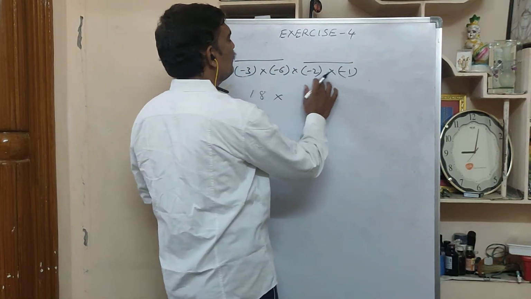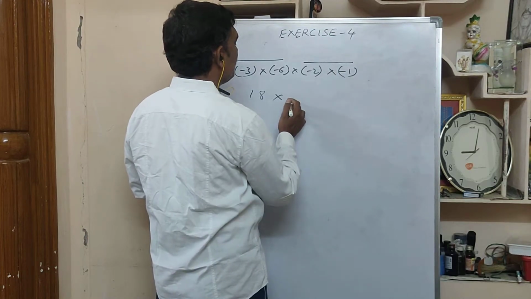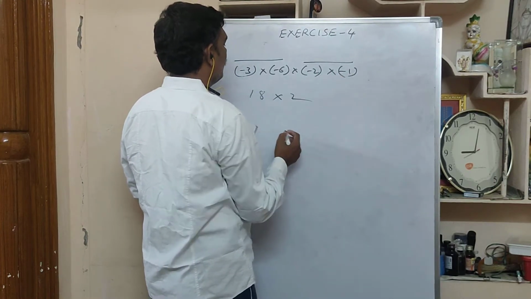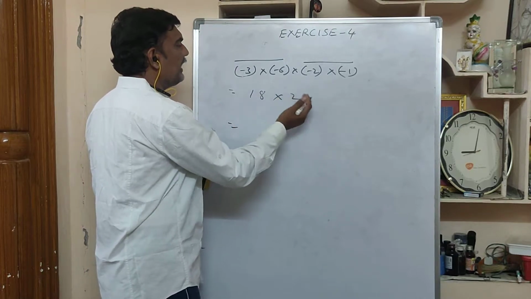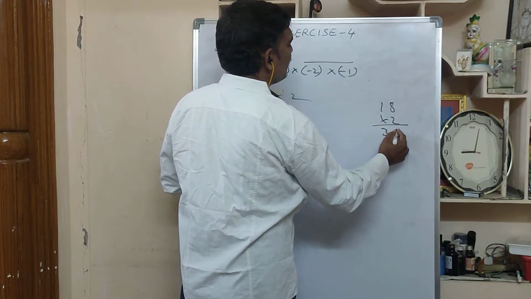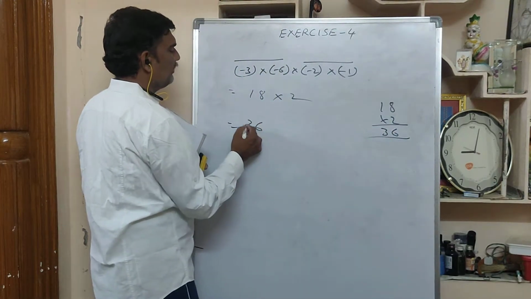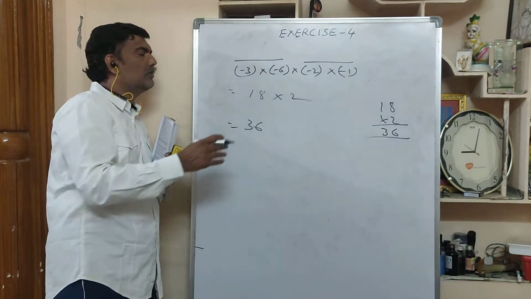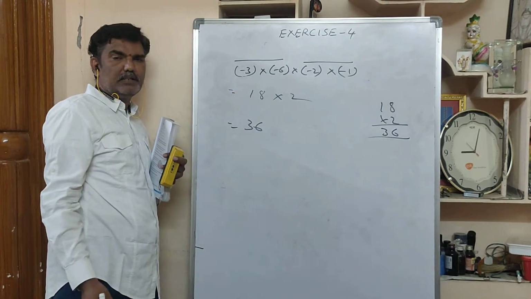Next, multiply these two. Minus into minus is plus, no need of writing. 2 ones are 2. In the next step, 18 twos are 36. So write down 36. It is the answer. So stepwise means something you do like this.